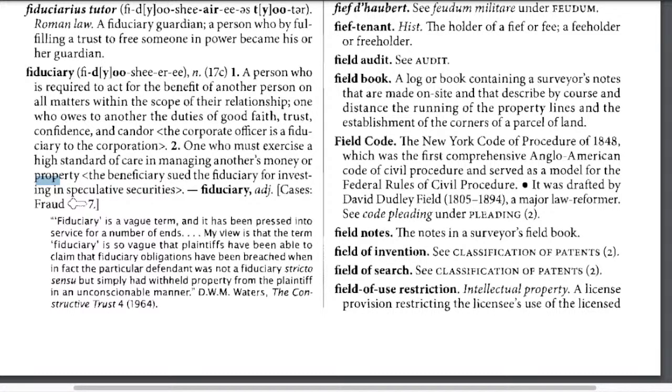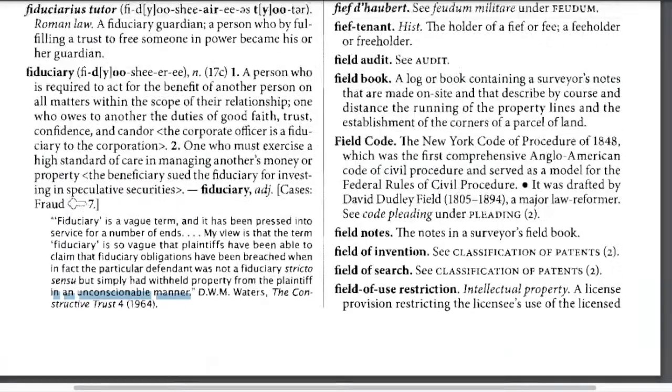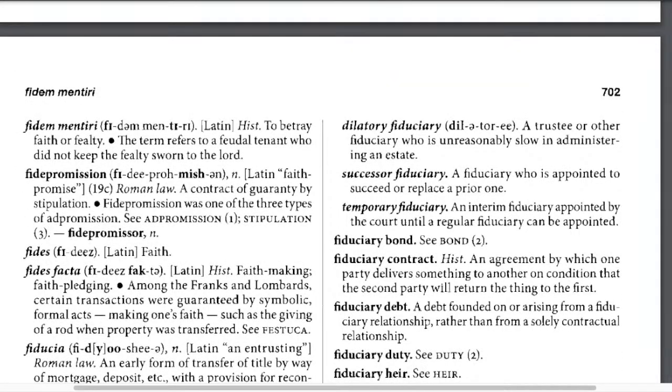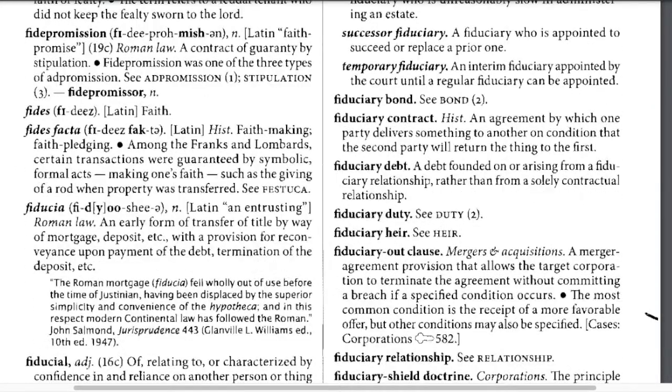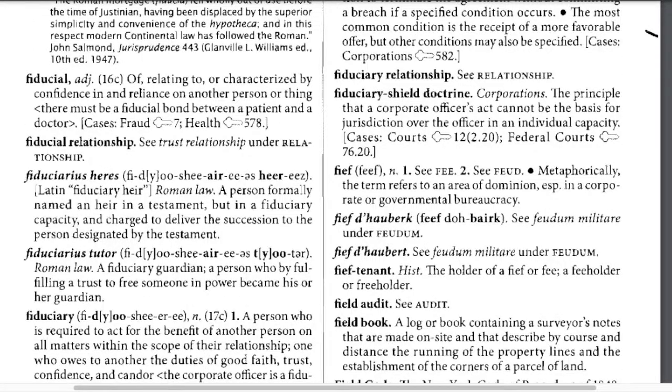Fiduciary is a vague term and has been pressed into service for a number of ends. My view is that the term fiduciary is so vague that plaintiffs have been able to claim that fiduciary obligations have been breached, when in fact the particular defendant was not a fiduciary stricto sensu, but simply had withheld property from the plaintiff in an unconscionable manner. Okay, that's it there. So we get that one down, and we are actually looking up another word. Let's move on here and get back to that.